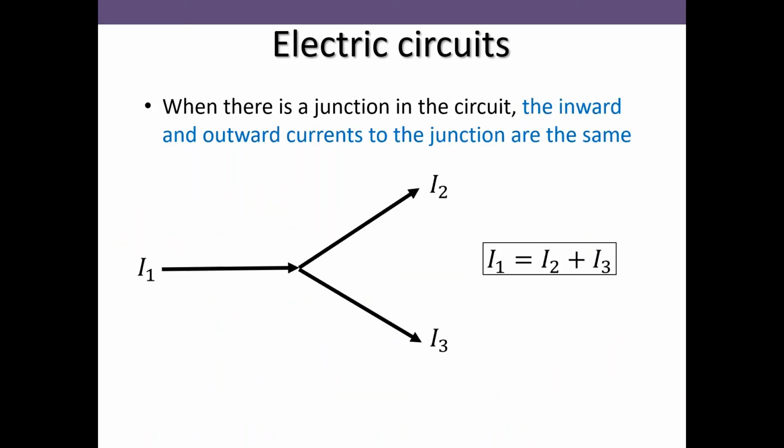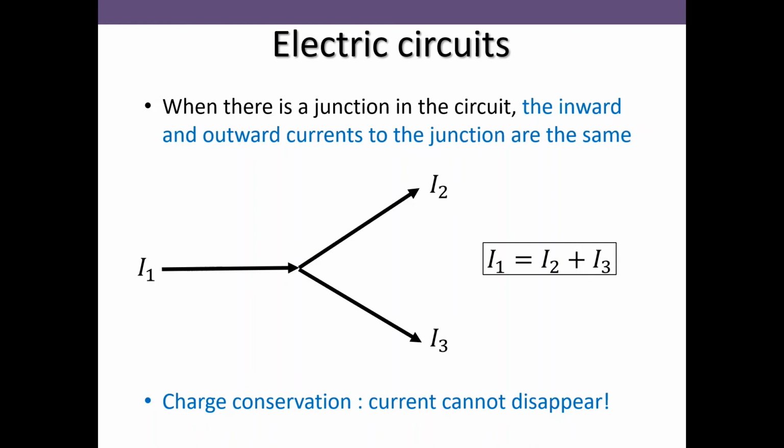Okay. When there is a junction in the circuit, the inward and outward currents to the junction are the same. So the junction is where they split up. When the current goes into that junction and splits up, the total current coming out of that junction must equal the current going into the junction. So again, this is because of the conservation of charge. Charge must be conserved. So charge conservation, current cannot disappear.